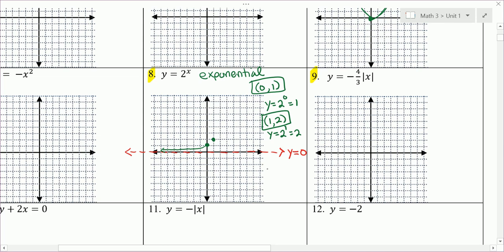And I'll do one more point. I'll plug in a 2 for x, and I end up with y is 2 to the power of 2, which is 4. So when x is 2, y is 4. Plot that point. And this thing is growing exponentially.